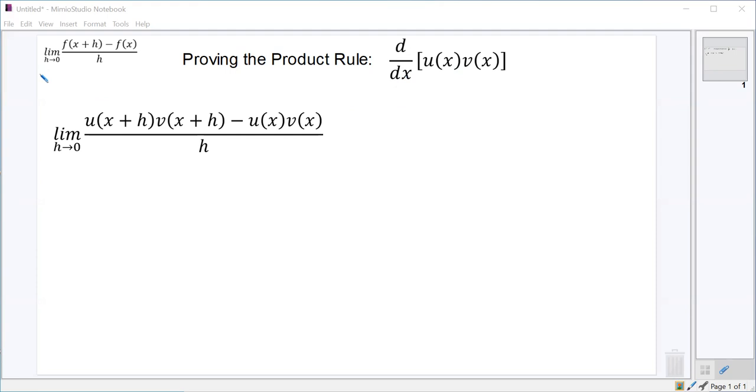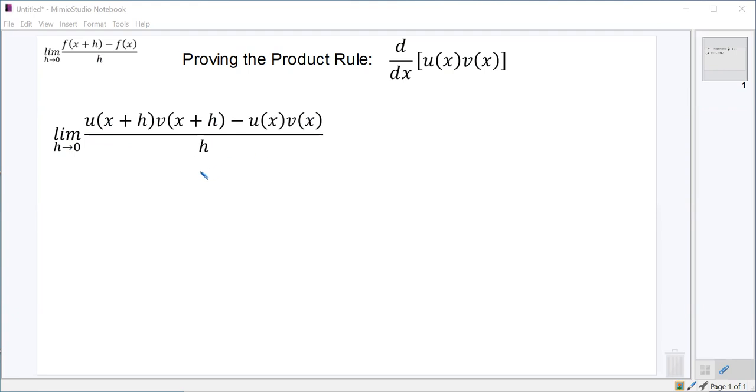So once again, for all the derivatives we're proving, we're going to use the limit as h approaches 0 of the difference quotient, f of x plus h minus f of x all over h. So I've already thrown our function, u of x times v of x, one function u times the other function v, into that difference quotient and that limit. So we have the limit as h approaches 0 of u of x plus h, v of x plus h minus u of x, v of x, all divided by h.